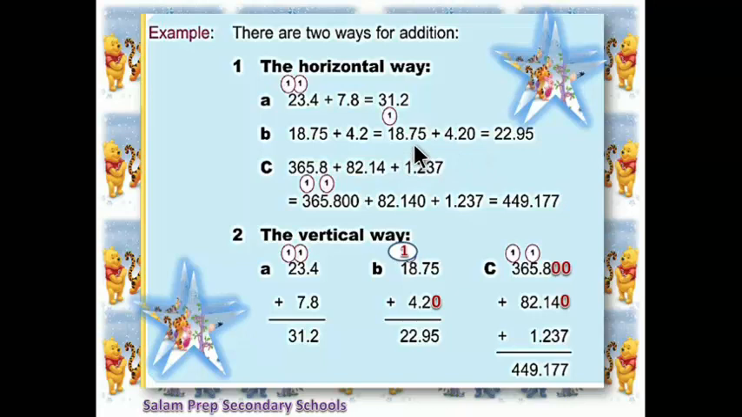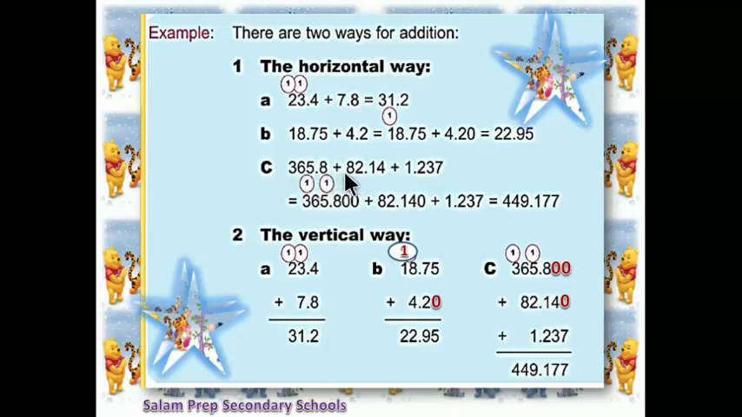Now begin adding from the right side. Begin with hundredths. 5 plus 0 equals 5. 7 plus 2 equals 9. Please put the decimal point. 8 plus 4 equals 12. Write 2, carry up 1 to the next place. Okay? 1 plus 1 equals 2. There is no digit here, so put 2. The answer is 22.95.